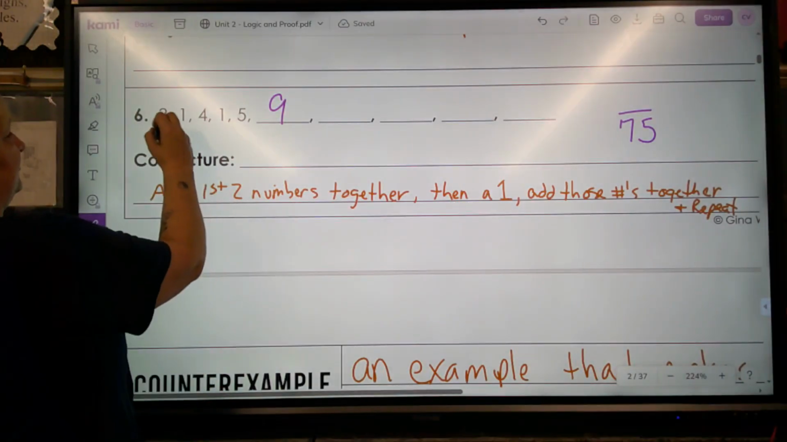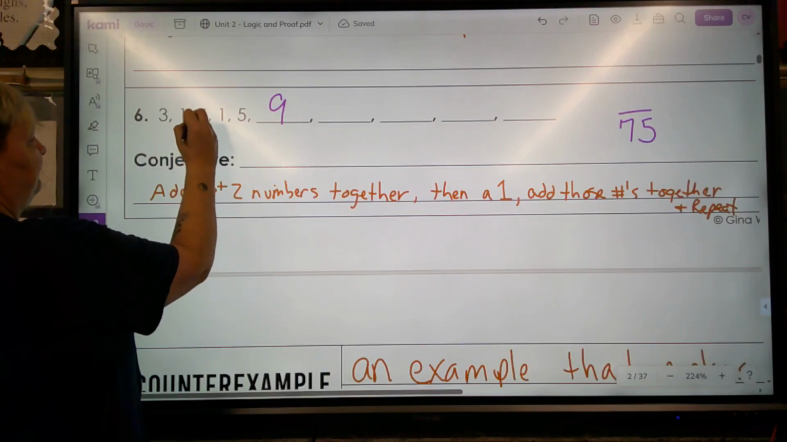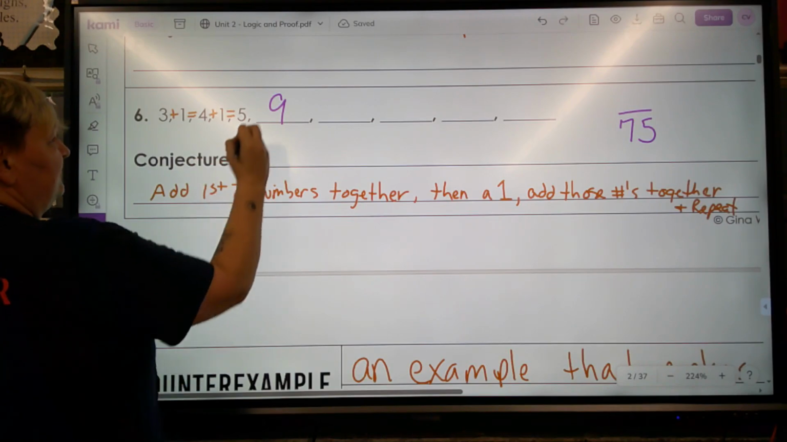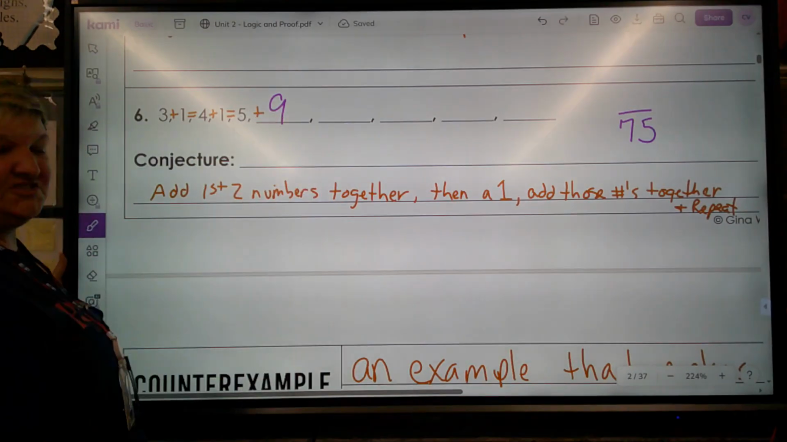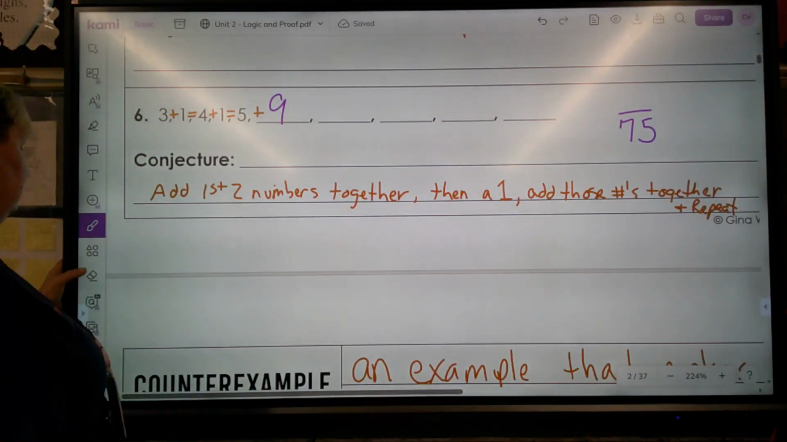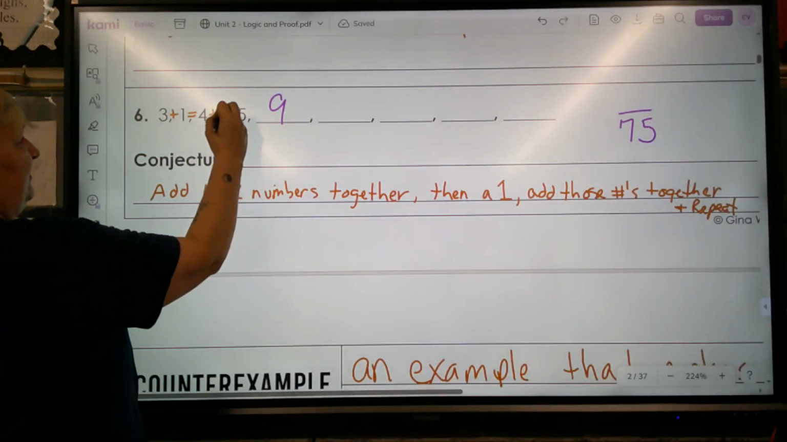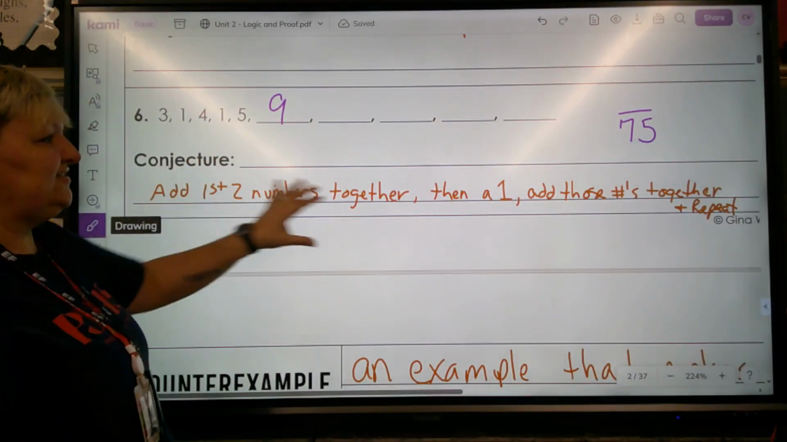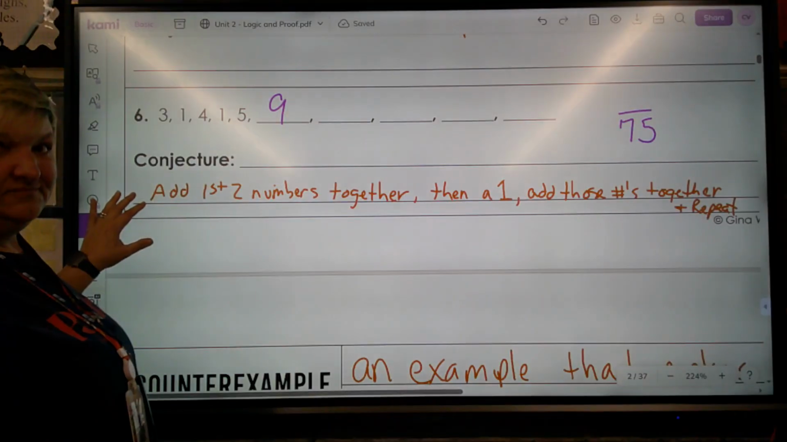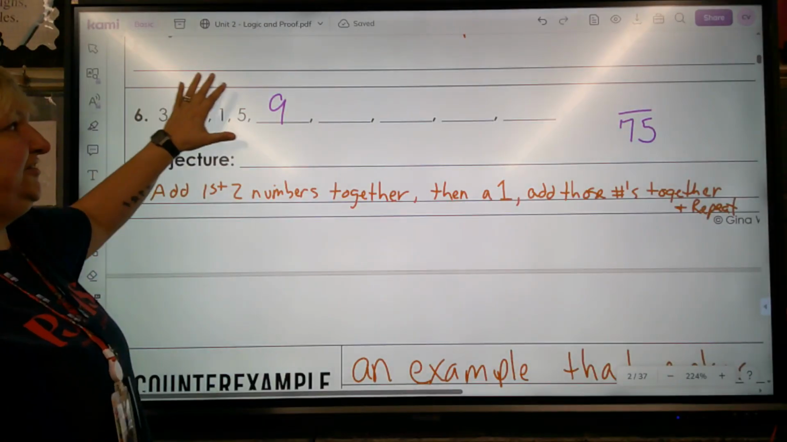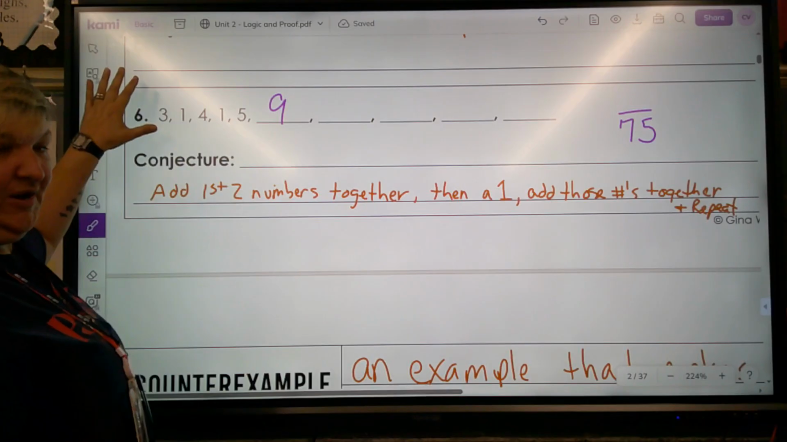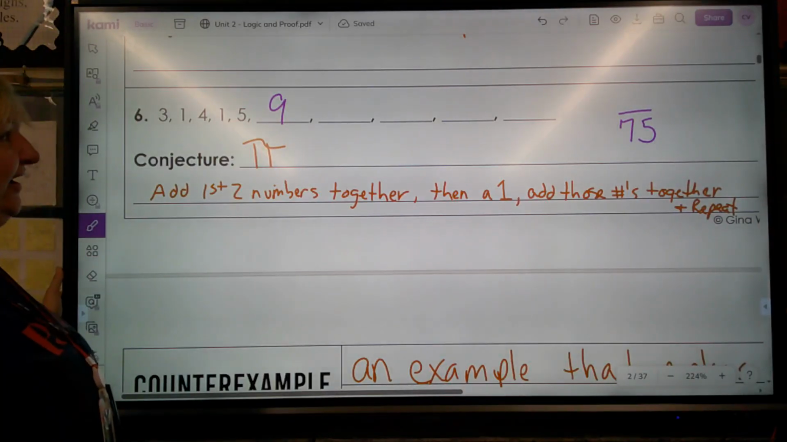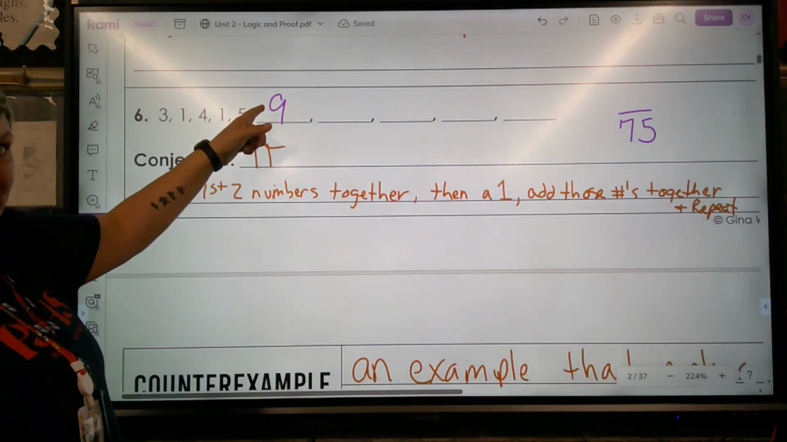Let's see. 3 plus 1 is 4. 4 plus 1 is 5. 5 plus 9. Wait, that changes the pattern completely. So if the 9 had been there, it would have been a counterexample. It would have destroyed this theory. It would have meant that the only pattern that works is pi. Right? The only pattern that works is pi, if the 9 had been there.